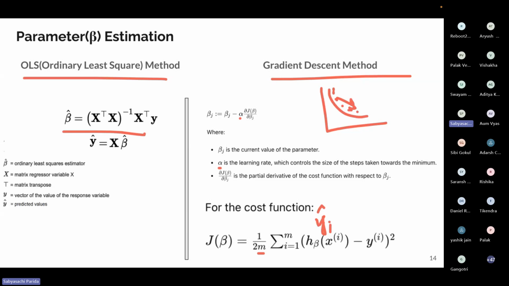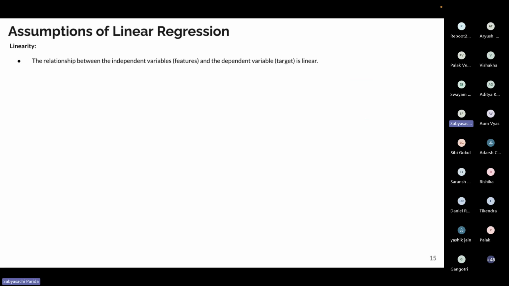It would be diminishing at a quite smaller rate, but in that case we will not be losing out on the local minima. We will not be getting stuck in the local minima; we will be going towards the global minima as a whole. So for the ordinary least squares technique, where beta is equal to x transpose x inverse x transpose y, the assumption is that my data needs to be linear.